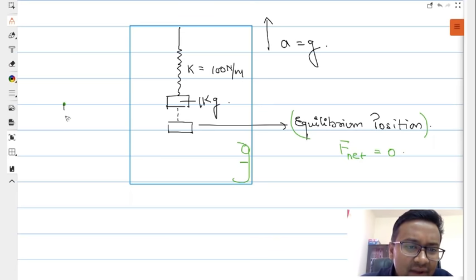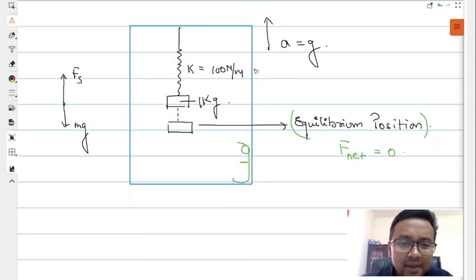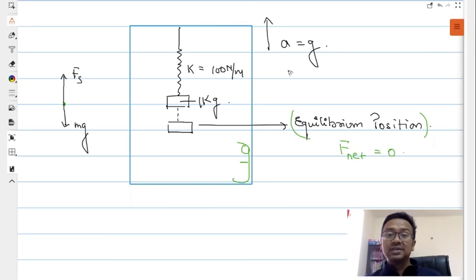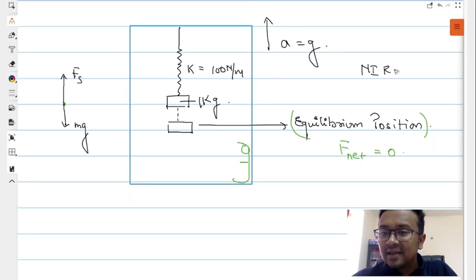We will have mg acting downward. Spring force is going to be acting in the upward direction. So that is F spring. And students, there is another thing that is going to be acting here, since the observation is taking place from the non-inertial reference frame. So I'll have to apply a pseudo force.